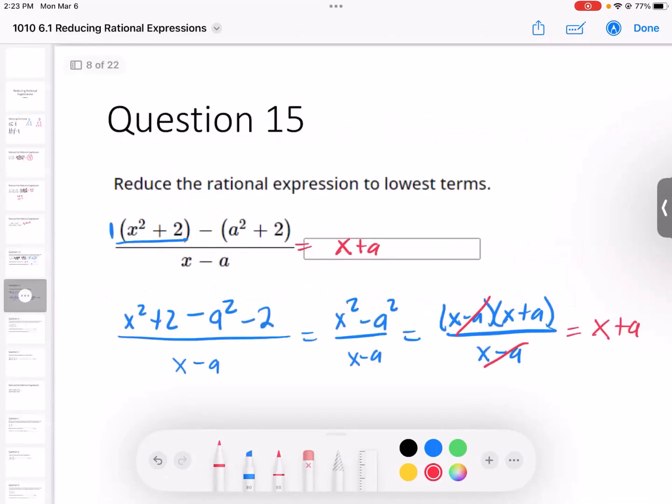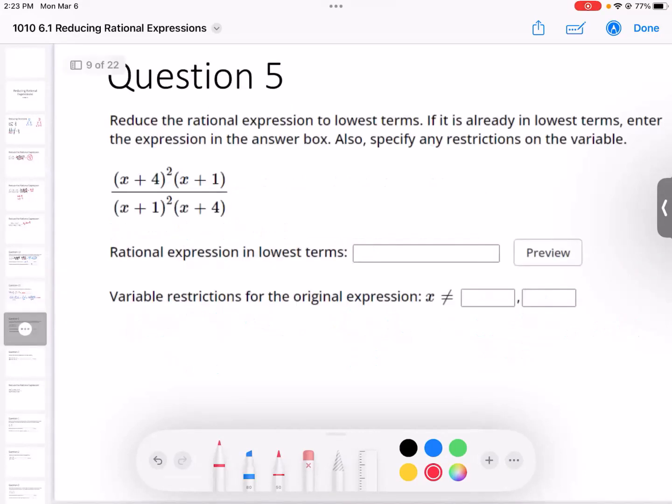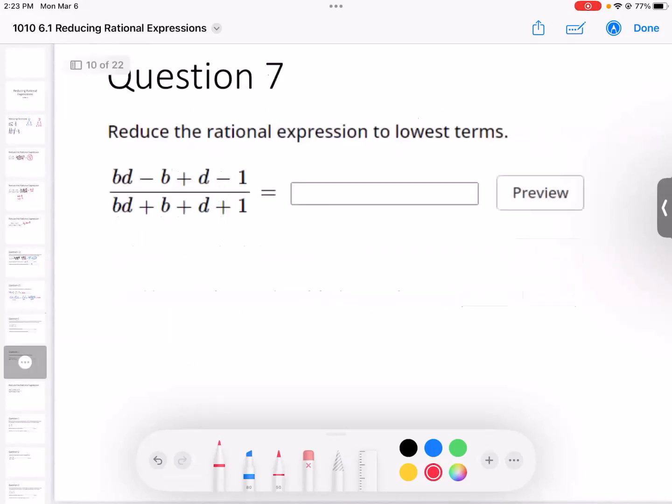To 15? Mm-hmm. Cool. Yeah. So some of them, they'll give it to you in factored form. In other ones, you'll need to factor them. On question 7, do you guys know what method you would use to factor those polynomials?